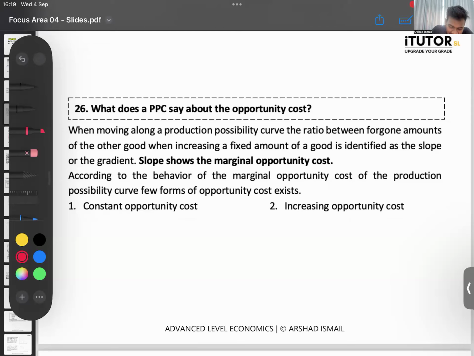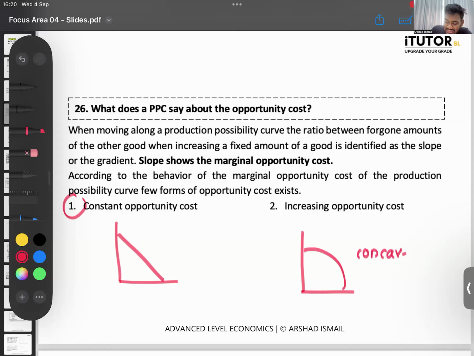So if you have a linear PPC, linear means a straight line PPC. If your PPC is a straight line like that, then we say there is constant opportunity cost. If your PPC is concave, then we say that is increasing opportunity cost. So if this is linear, we call it straight line, constant. And if it is a concave PPC, we say there is increasing opportunity cost. So what we'll do now is go into detail of this. We'll go a little bit into detail on what is constant opportunity cost, and what is increasing opportunity cost. I know you all know this, but we'll quickly recap because some of you would have forgotten.